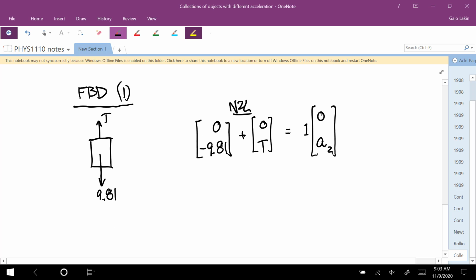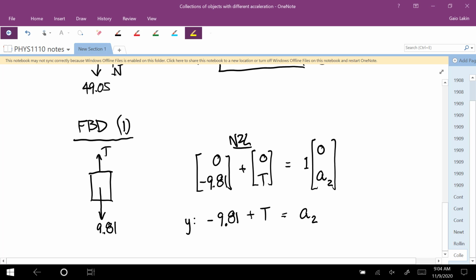Well, the useful equation for this one is the y equation, and it says negative 9.81 plus T is equal to A2. But now here's the key step. Like I said, we still haven't dealt with the fact that these accelerations are connected.